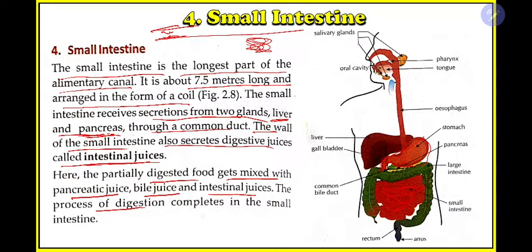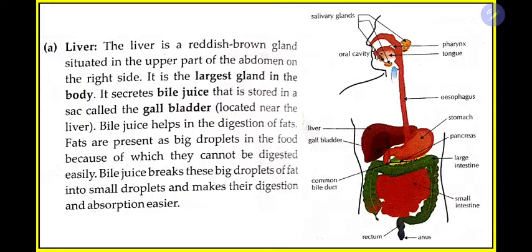This process of digestion completes in the small intestine. Okay, so what happens here: the food comes from the stomach to the small intestine. It will get mixed with the pancreatic juice and bile juice, which is a juice coming from your liver. Then intestinal juice. These three juices will get mixed with the food and the digestion process will be completed in this step. After this, the distribution and utilization processes follow, but the digestion is complete in this step. So here in the small intestine your digestion is being completed.